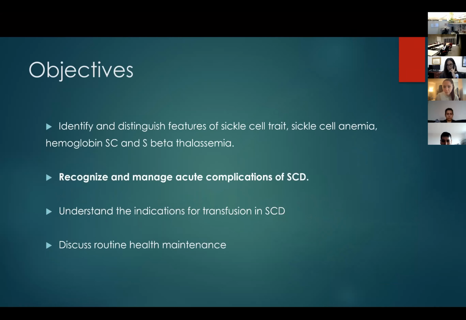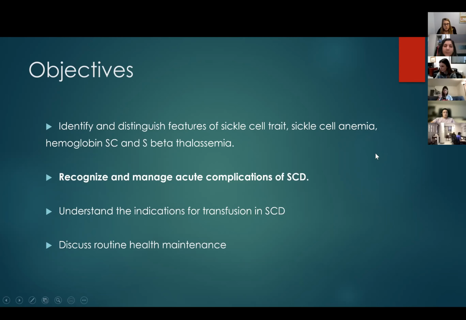Okay, so the objectives of this talk are, first of all, to be able to identify and distinguish features of sickle cell trait, sickle cell anemia, and other sickle cell diseases like hemoglobin SC disease and S beta thal. The chunk of this talk is going to focus on recognizing and managing acute complications and emergencies associated with sickle cell disease. And then I'm going to touch a little bit on understanding the indications for transfusion in sickle cell disease and routine health maintenance in these patients.